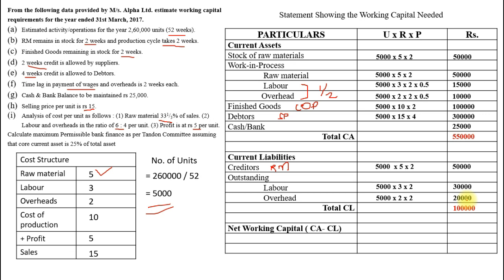So your net working capital will be current assets minus current liabilities, 5,50,000 minus 1 lakh, which comes to 4,50,000 rupees. This is step 1, where you first have to get the working capital. Now, let us find the maximum permissible bank finance, assuming that core current asset is 25%. Okay. Current assets 5,50,000, current liabilities 1 lakh. These are the two values that you have to remember. So let us see one by one how to solve.